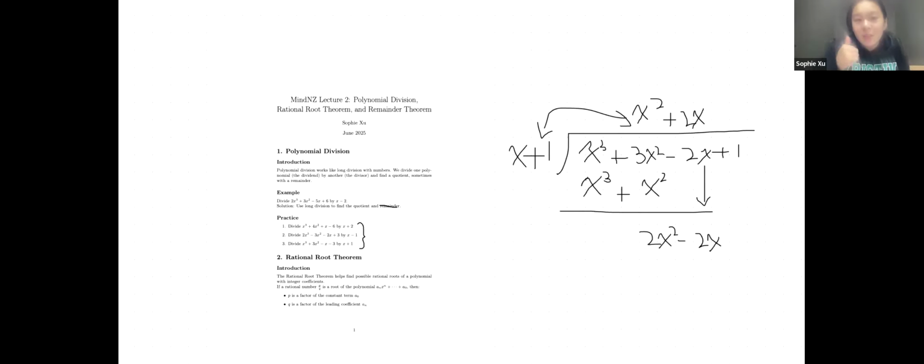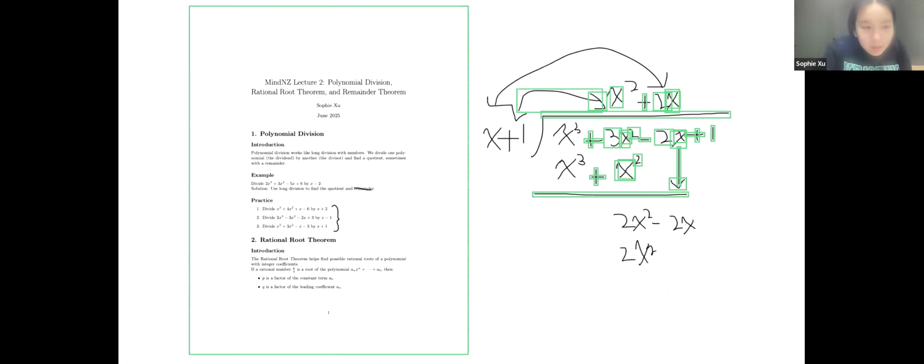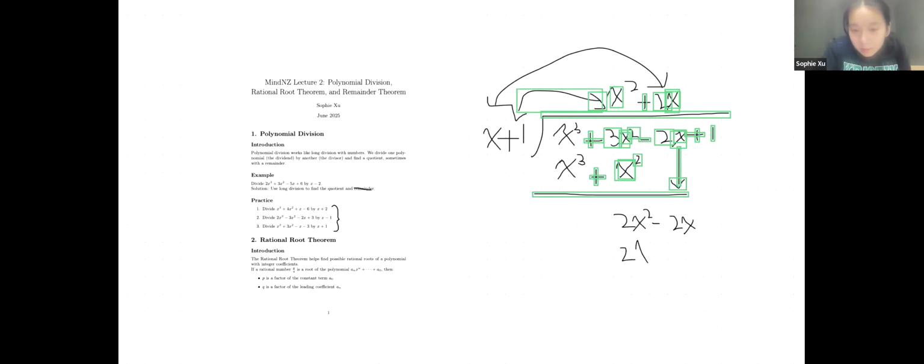Yeah? Yay. And then you multiply these two this time. And then you get 2x squared plus 2x. That's so ugly. Okay, what's 2x squared minus 2x minus 2x squared plus 2x? This term can be negative, by the way.